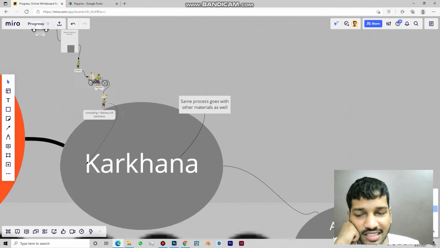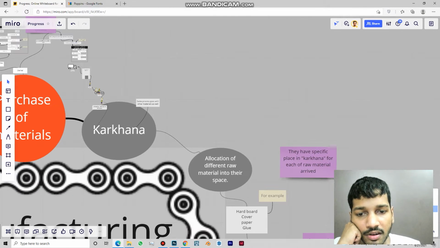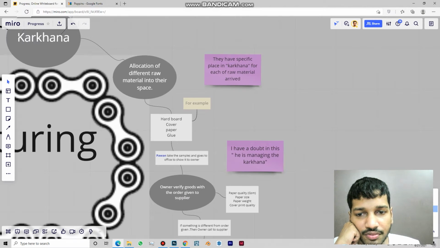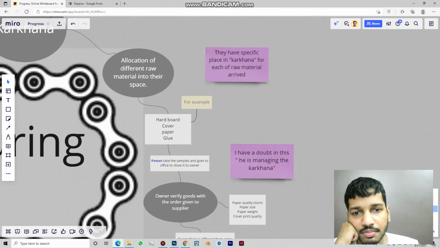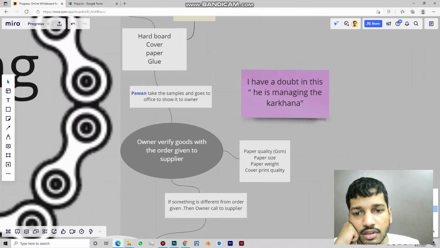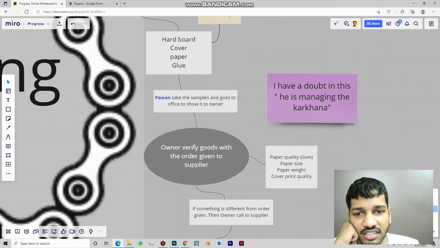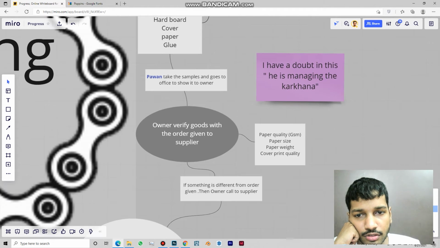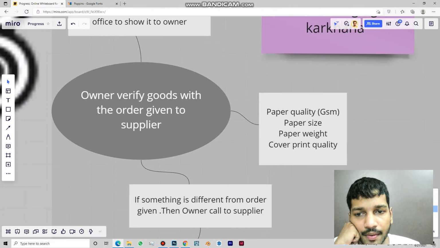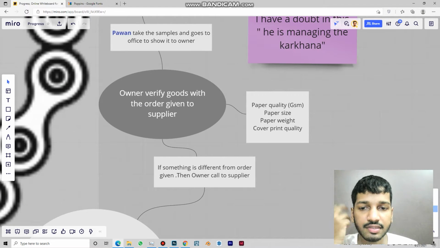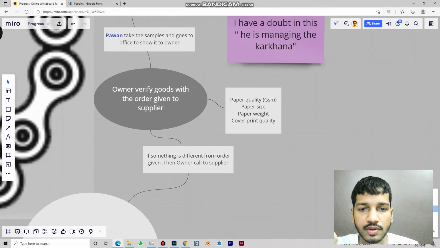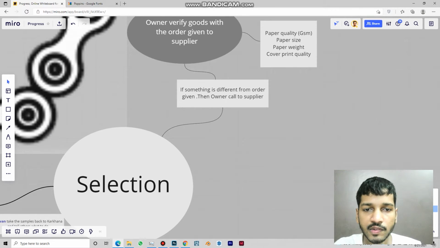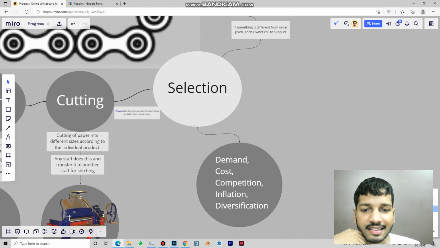The same process goes with other materials as well; the paper was given as the example. Then comes the allocation of the raw material to their spaces. They have a fixed space for each raw material, like hardboard, cover paper, glue. Then Pawan, a staff member of the shop, takes a sample to the office to show the owner to verify against the order given to the supplier, checking the paper quality, and whether what they ordered and what they got is the same. If something is different from the order, the owner calls the supplier.